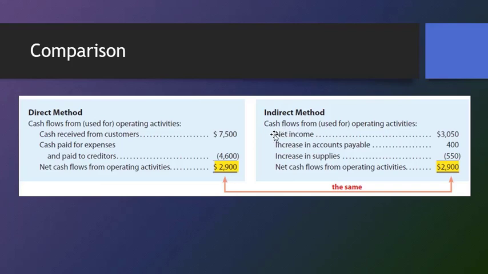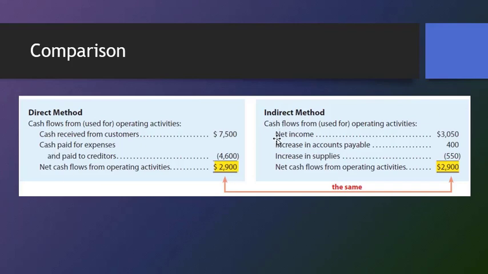If it says something to the effect of net income, net loss, net earnings, net profit, if it says anything to the effect of that, you're instantly looking at the indirect method. The direct method does not start with income or profits or anything like that. It is nothing but cash received and cash paid.